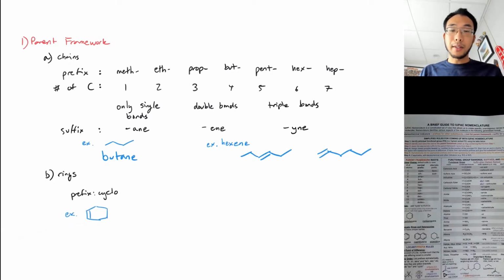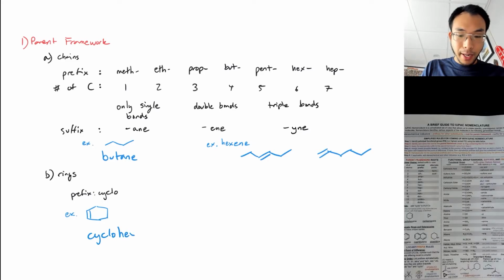A molecule like this one has 6 carbons in a ring, so that means that we start with cyclo. There's 6 carbons, so we do hex, and there is a double bond, so we can do ene, and that's cyclohexene. The challenge with rings is that many rings do have their own unique specific names.